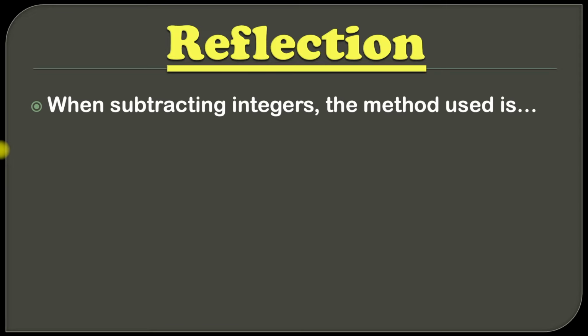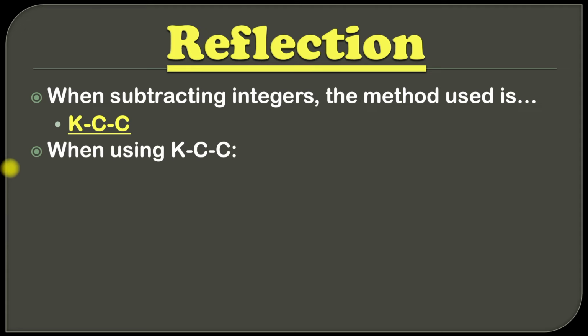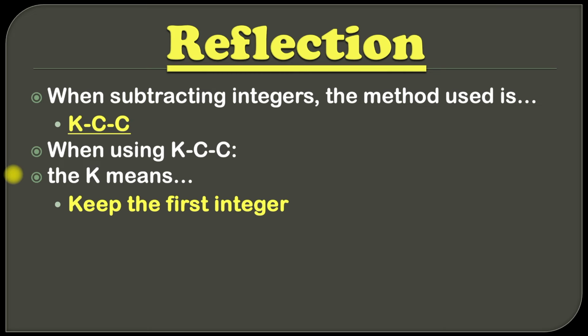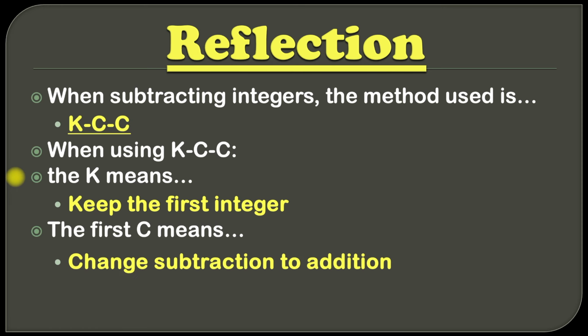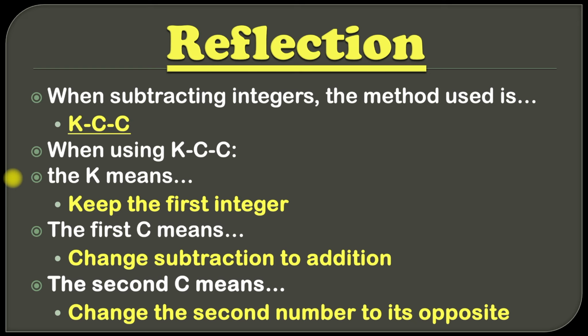So let's reflect on what we've learned today. When subtracting integers, the method used is KCC. When using KCC, the K means to keep the first integer exactly the same. The first C means to change subtraction to addition. And the second C means to change the second number to its opposite.